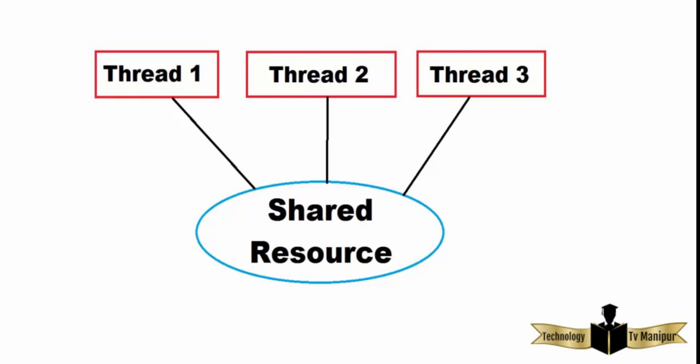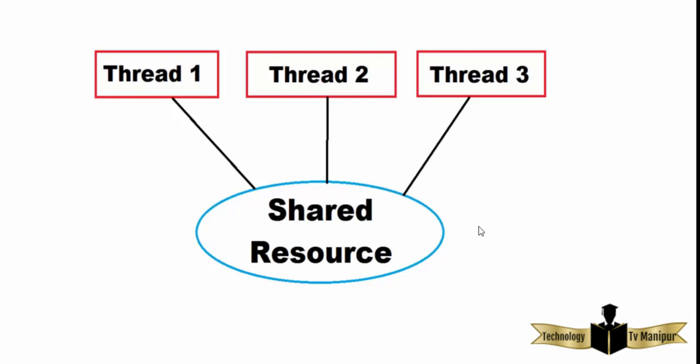In this diagram you can see there are three threads and all these threads are sharing the same resource. It can be a global variable, for example. As long as all these threads are accessing this shared resource one by one, not at the same time, everything will work fine. But the problem arises when two or more threads try to access the same global variable or shared resource at a particular time. And this kind of situation is called the race condition.